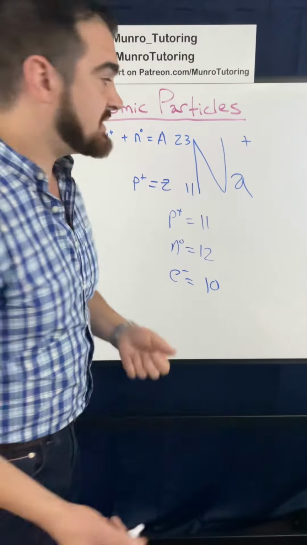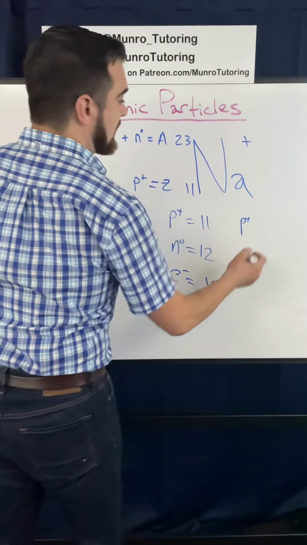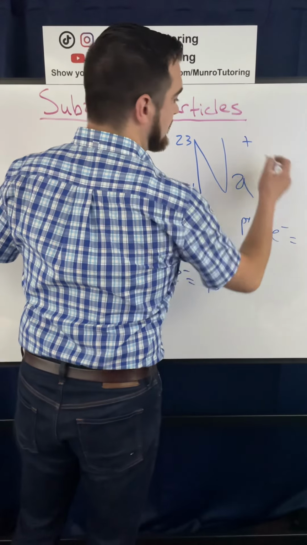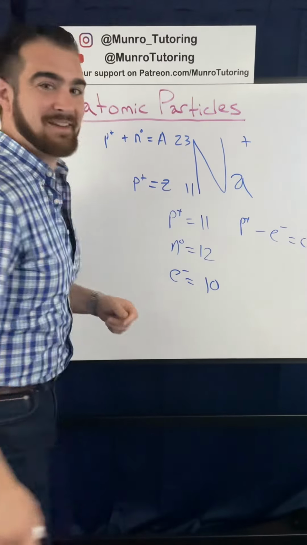Another way to do this is if you have the number of protons minus the number of electrons, that's going to equal your charge. And it's getting a little sloppy, but that's the idea.